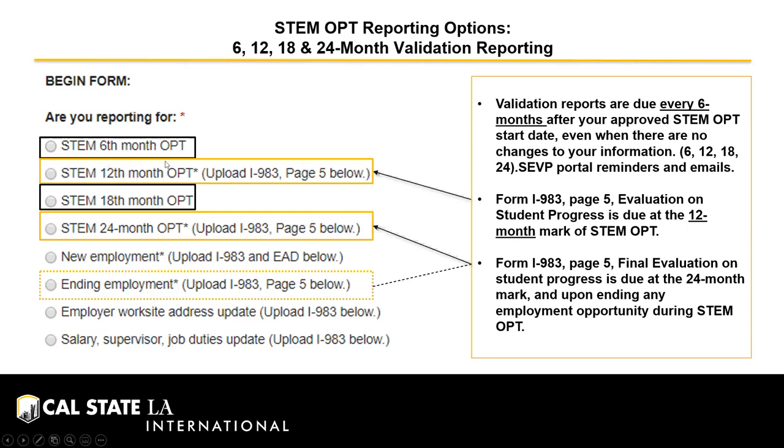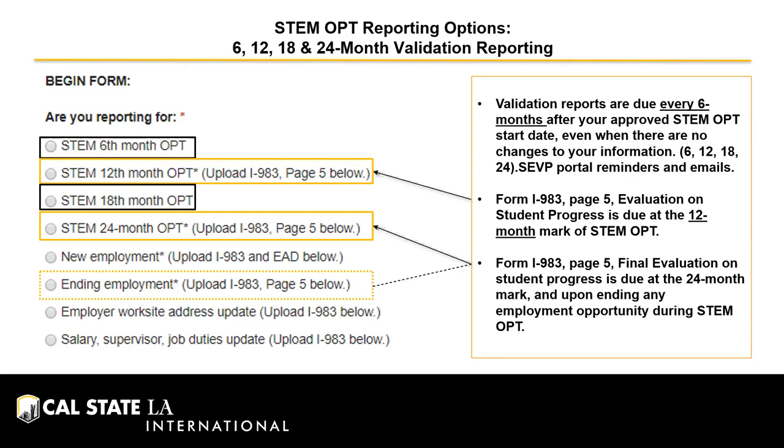Now, at the 12-month, the 1-year mark, and at the very end, the 2-year mark, so 12 and 24 months, a special requirement, the I-983 page 5 evaluations are required at those year mark periods, at the first year and at the very end of the second year as well. If you've seen the I-983 form, page number 5, you'll notice is divided into 2 sections. There's a top section, which is titled Evaluation on Student Progress. So that top box is to be completed at the 12-month or the 1-year mark into your STEM OPT.